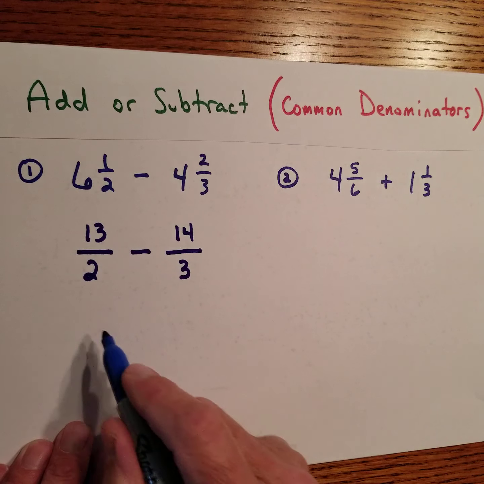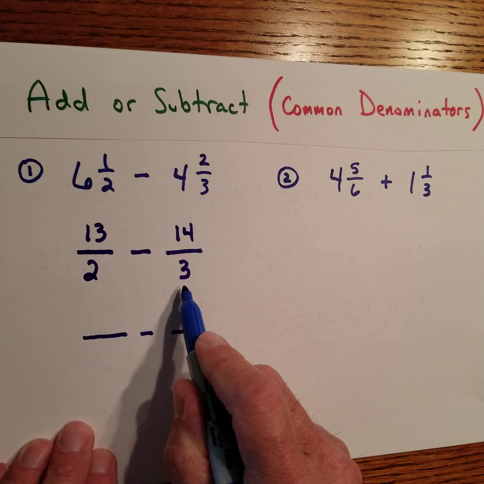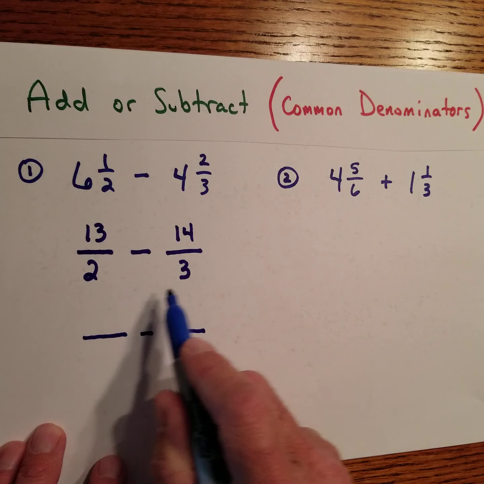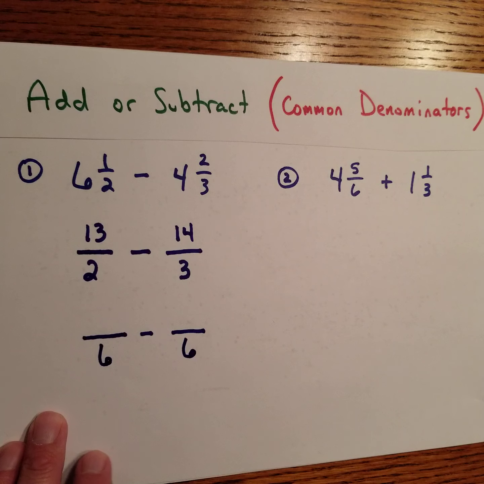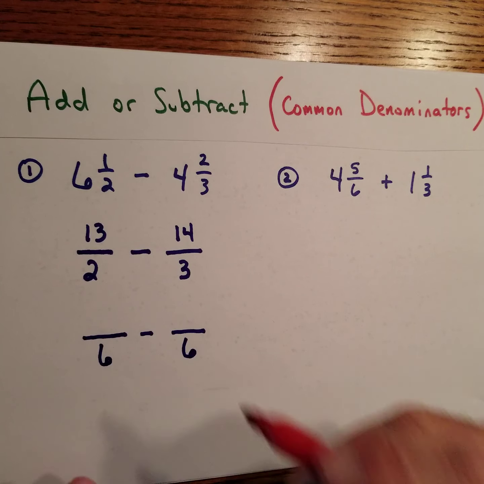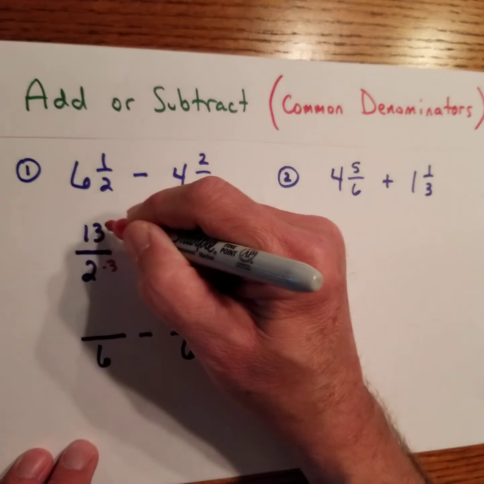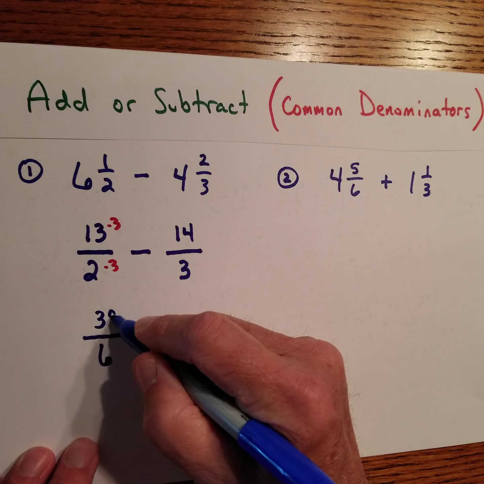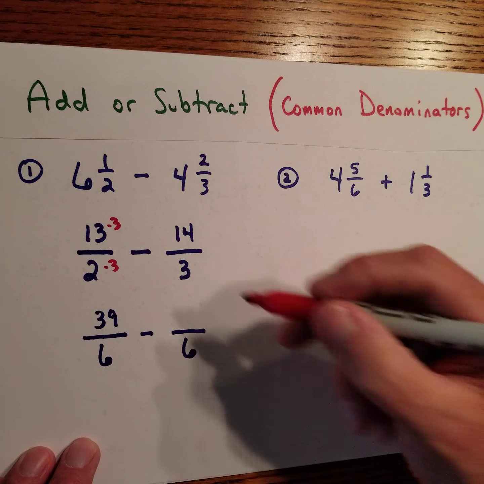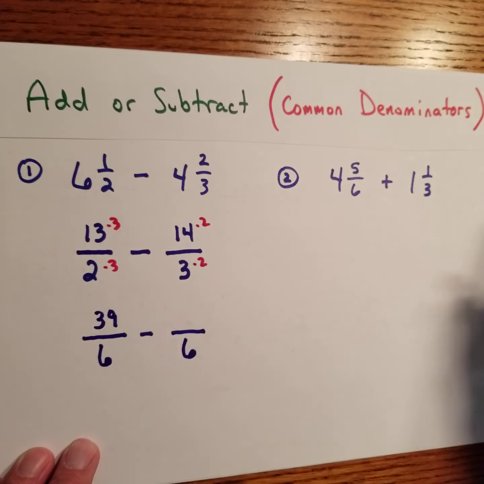Now common denominators. Well, I notice that 2 and 3 are consecutive numbers. When my denominators are consecutive numbers, I can multiply them together to get a good common denominator. For the numerators, what do you multiply times 2 to get 6? Is 3. And what do you multiply times 3 to get 6? That's 2.